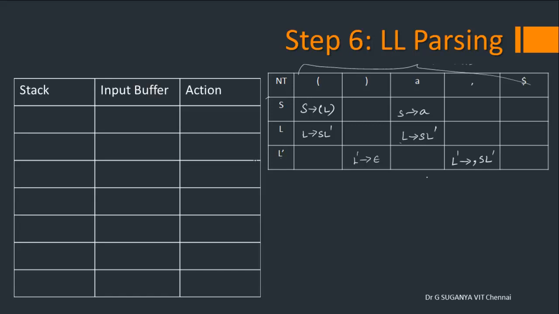With this, we will move on to check whether the given word is accepted or not. We'll take the same word A comma A dollar. We always start with the start symbol. Dollar is the end marker of the stack. Since this is top-down parsing, we start with the start symbol S. Check what is S comma left bracket. S gives left bracket L right bracket is the production. So what to do? The top of the stack has to be replaced with this.